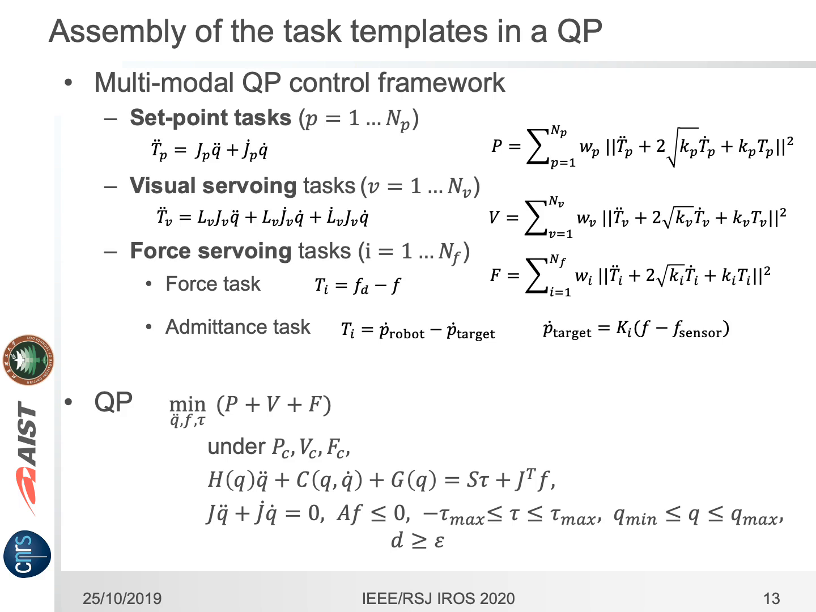Now we have a multi-modal QP that integrates setpoint, vision, and force tasks on demand in a single formulation with task-specific constraints, which can be setpoint, vision, or force-based constraints. Dynamics constraints linking forces, torques, and joint acceleration through a locally affine equation, fixed contact, friction cone, torque and joint limits, and collision avoidance constraints, etc.